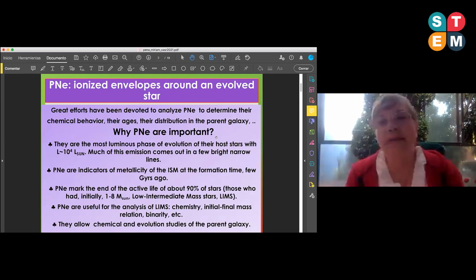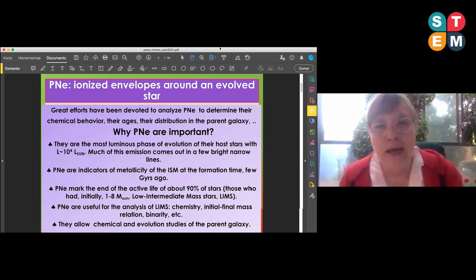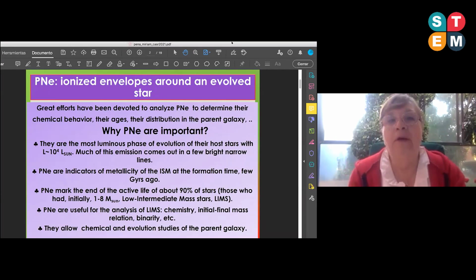What is a planetary nebula? Planetary nebulae are ionized envelopes around an evolved star, and great efforts have been devoted to analyzing planetary nebulae to determine their chemical behavior, their ages, their distribution in the parent galaxy, and so on.